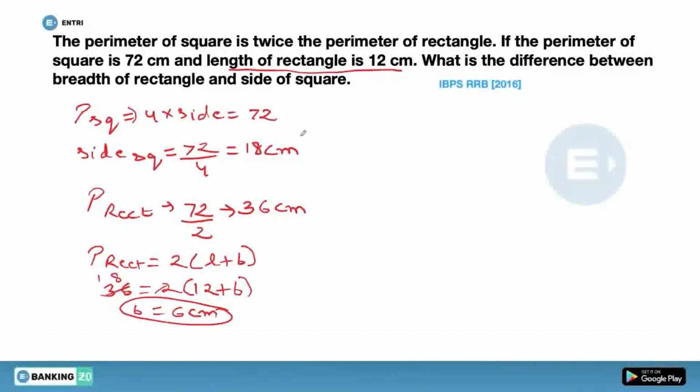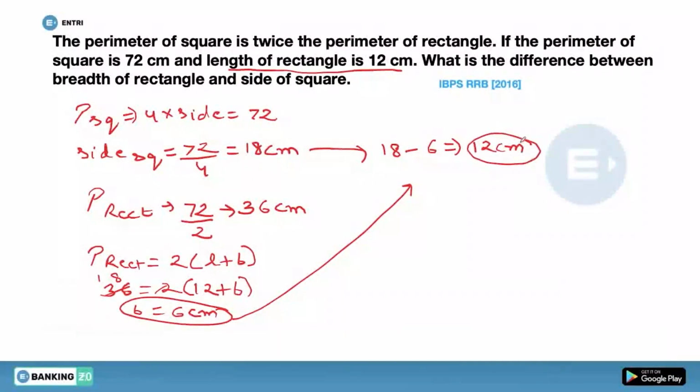Now what have they asked? They have asked what is the difference between the breadth of the rectangle and the side of the square. What is the side of the square? The side of the square is 18. What is the breadth of the rectangle? The breadth of the rectangle is 6. Let's solve it. So 18 minus 6 is 12 centimeter.